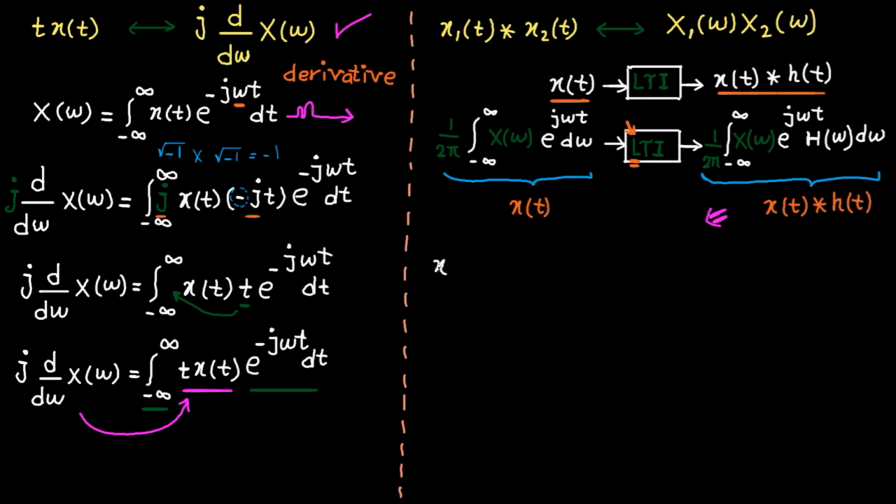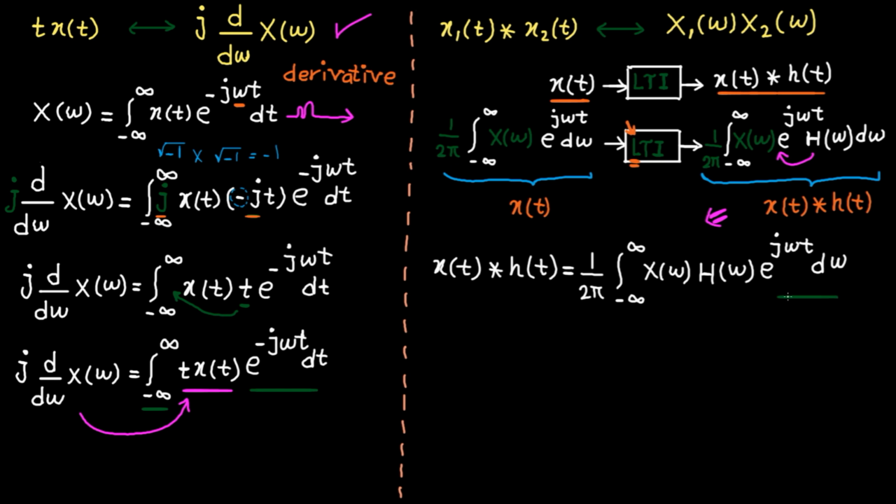Let me write it again. Convolution is equal to this integral. I'm going to bring H(omega) here. Now we have this complex function here and this term here. So we can say this convolution is the inverse Fourier transform of this multiplication. That was a simple proof for the convolution property.